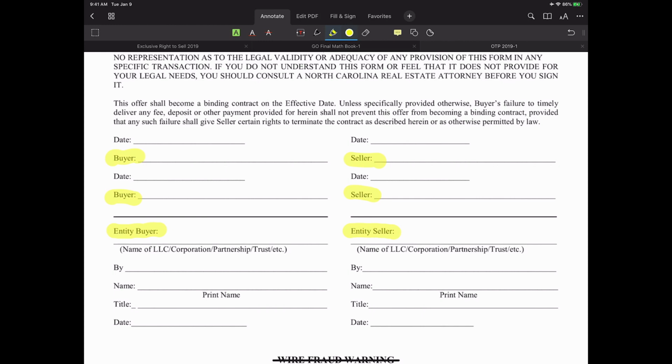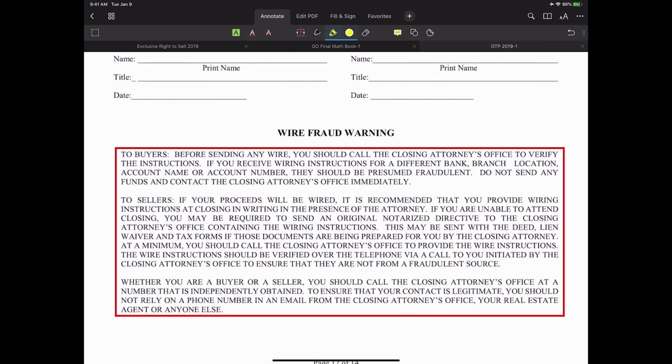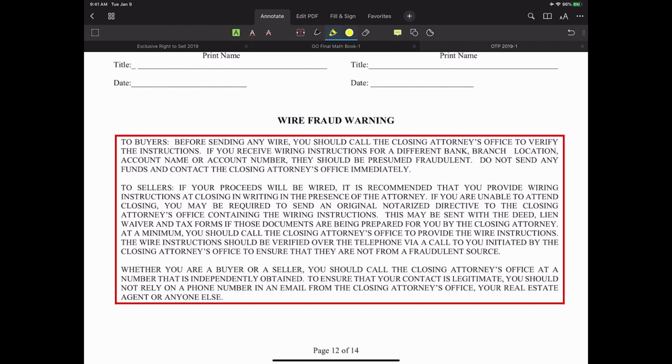Great point. Okay, so the wire fraud warning. Tell us about that, Chris. Well, because wire fraud has been so prevalent in the industry the past several years, in all of our documents, notice the consistency with this. Agency agreements, and now you're seeing it in the contract as well. Hey, buyers and sellers, be very, very careful when you're wiring funds. I will not send you an email with wiring instructions. You need to talk to the attorney about how to wire those funds.